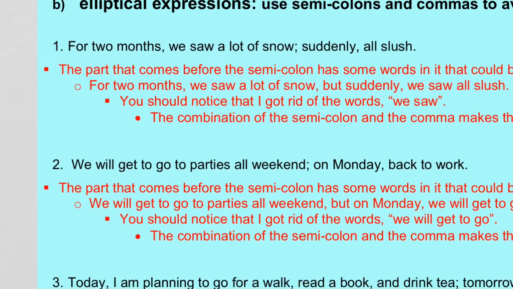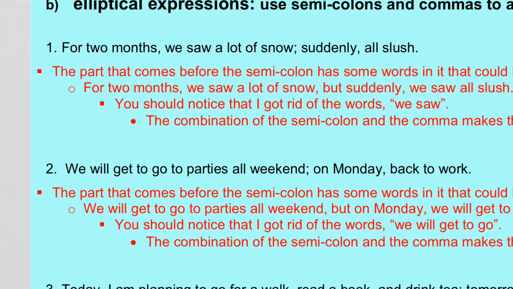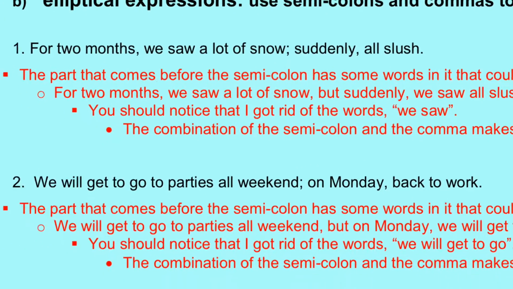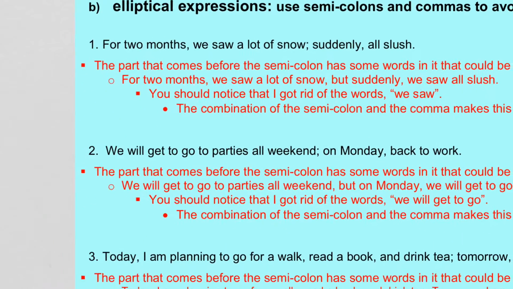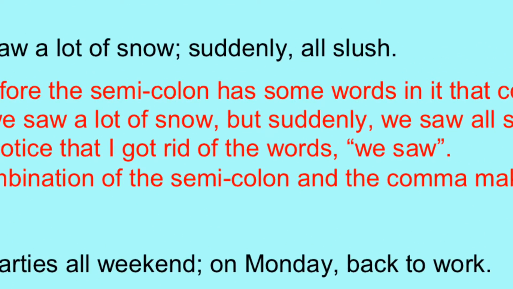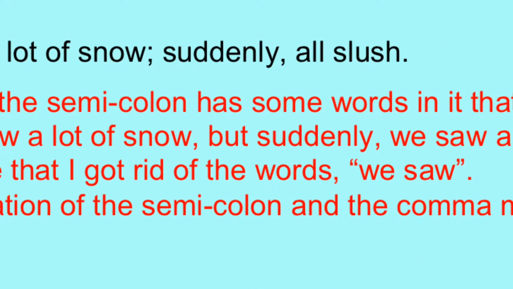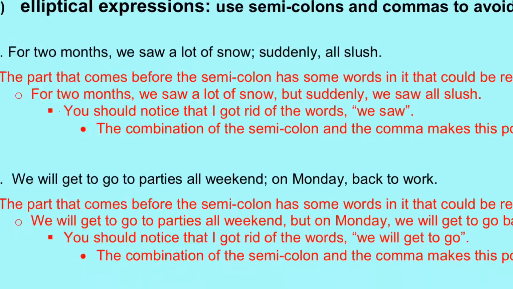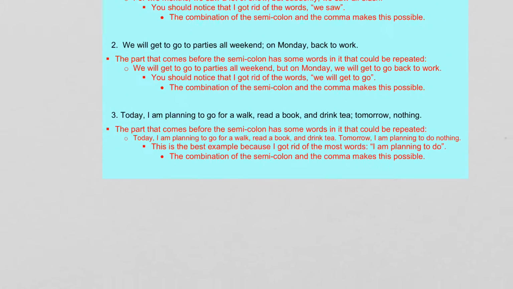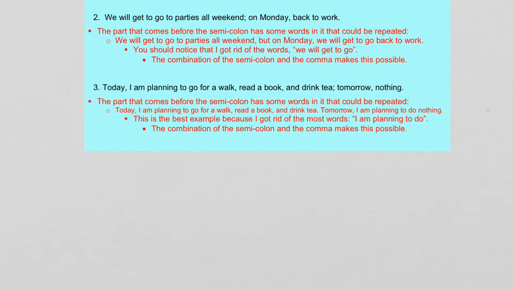But just remember that we need to have this combination of a few words said and then a semicolon, and then we say something else. We sort of start what we're saying, and then we put a comma where the words would be, right? Where the words, in this case, "we saw," would be. All right. Well, let's do another one.